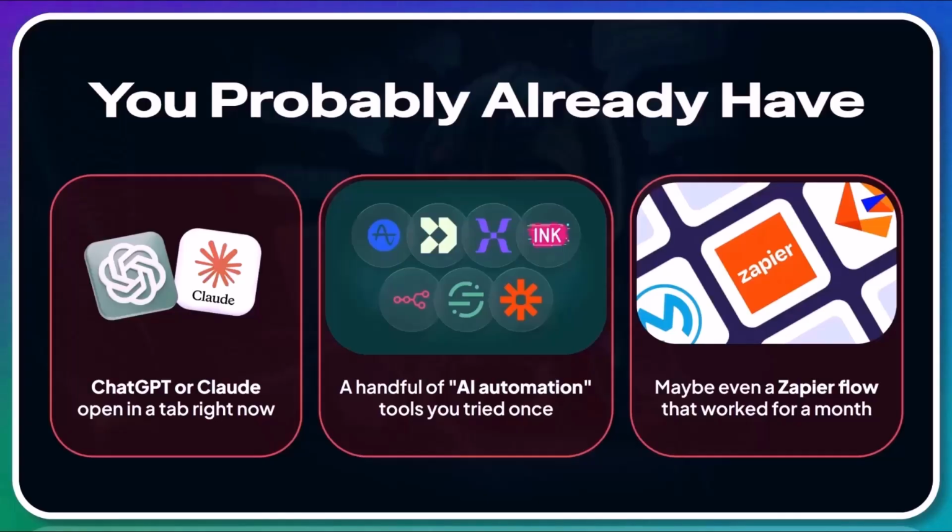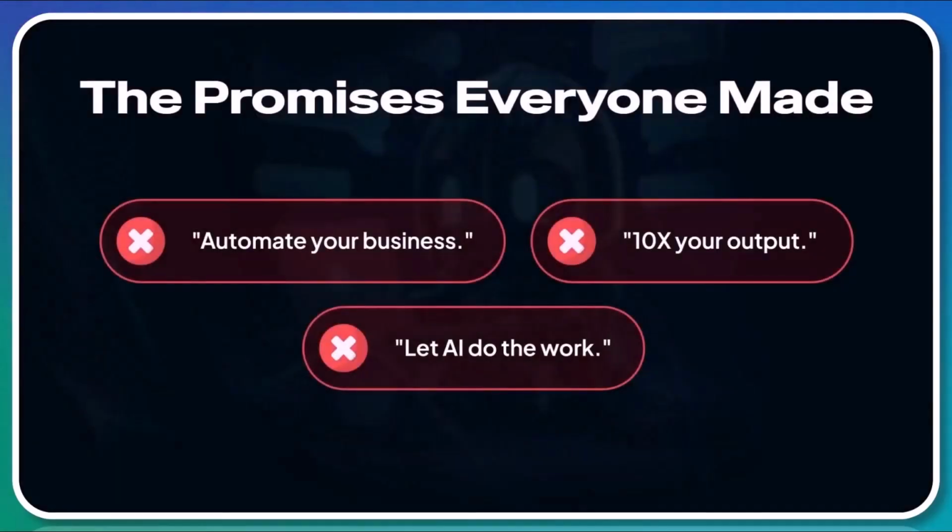Wow. Okay. And then again, I'm sure you've got a few different AI automation tools you've tried at least once. You've even got a Zapier flow or something that maybe worked for a month, right? So you've tried all these different tools, and every single one of them promised you the same thing. As you started using them, they were like, hey, this is how it's going to go. Your business will get automated. Everything will be faster. Everything will be smoother. You're going to make more money. So again, automate your business, 10x your output, let AI do the work, make more money.